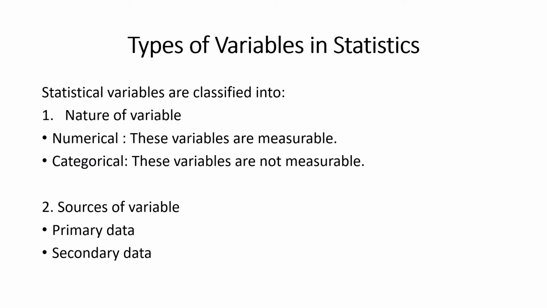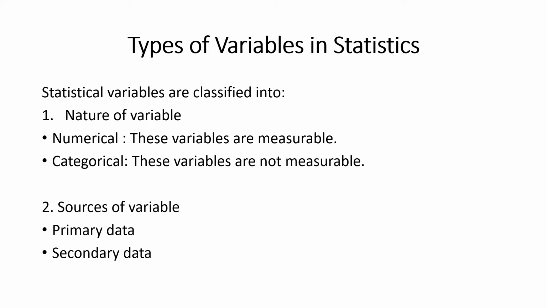Types of variables in statistics. Statistical variables are classified into nature of variable and sources of variable. Nature of variable is further classified into numerical and categorical. Numerical means these are the variables which are measurable, whereas categorical variables are the variables that are not measurable.